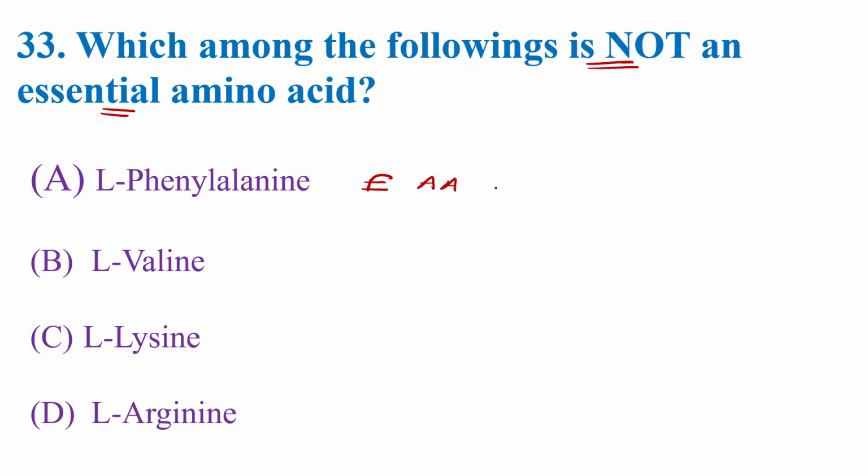L-valine is also an essential amino acid. L-lysine is also an essential amino acid, whereas L-arginine is not an essential amino acid. That means our body can make it. So it is conditionally essential, we can say, that it is basically needed in children or when a person is ill or is in stress. So over here, my correct option will be option number D, that is L-arginine.